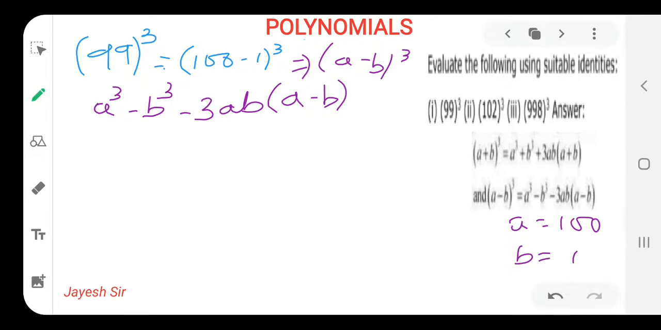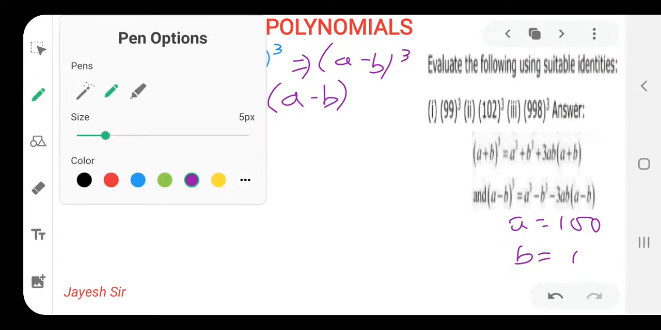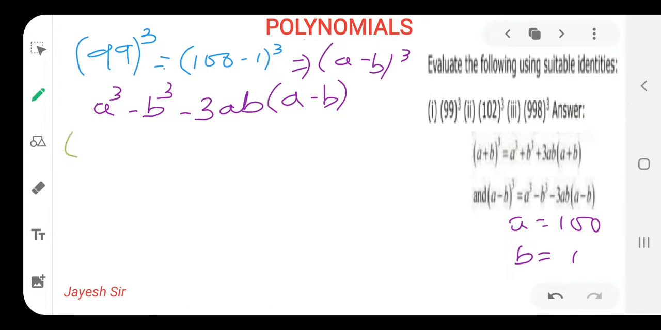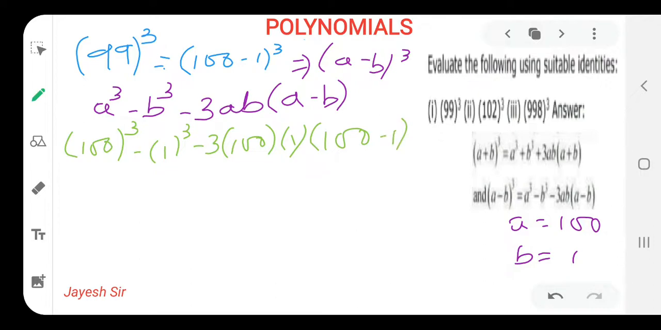So what we have to do is just put the values of a and b in the right hand side of the given formula, without thinking a lot. The value of a is 100, so I am putting 100 cube. The value of b is 1, so I am putting 1 cube. Now 3 as it is, the value of a is 100, the value of b is 1 and a minus b means 100 minus 1. Yes, so in this way I have written the formula. Now 100 cube, can you solve it?